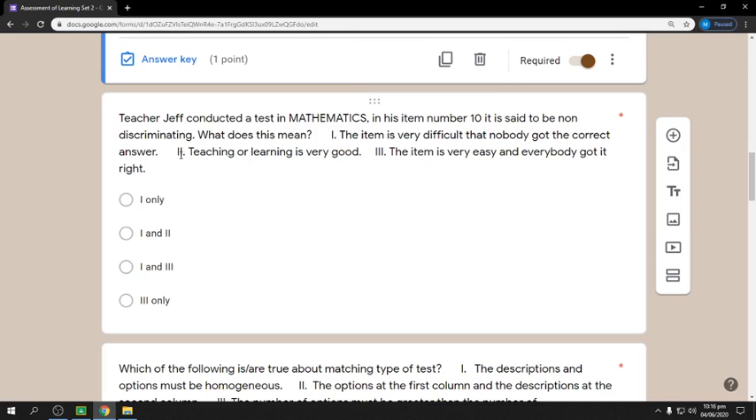Option 2, teaching or learning is very good. 3, the item is very easy and everybody got it right. Okay, so now let's go ahead and check with the options. From here you can see that I think the most common here is 1.